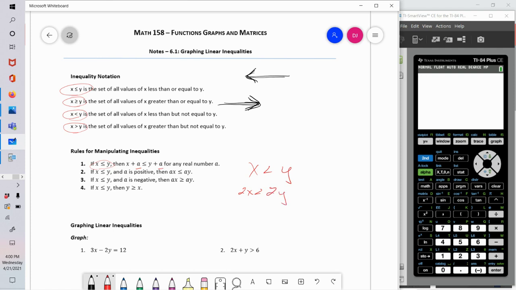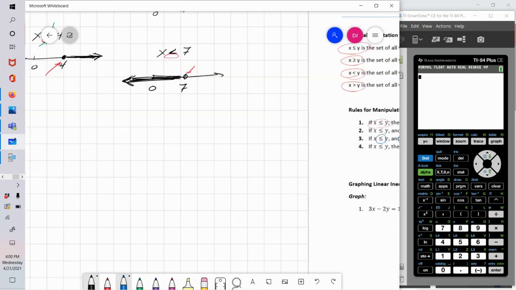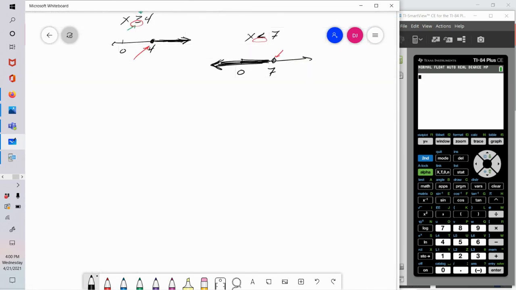Okay. One of the things you need to catch here is number 3: if A is a negative and you multiply by a negative, then notice X is less than or equal to Y becomes AX is greater than or equal to AY. Multiplying by a negative negates things. And again, let's come over here to the left to talk about why that is.